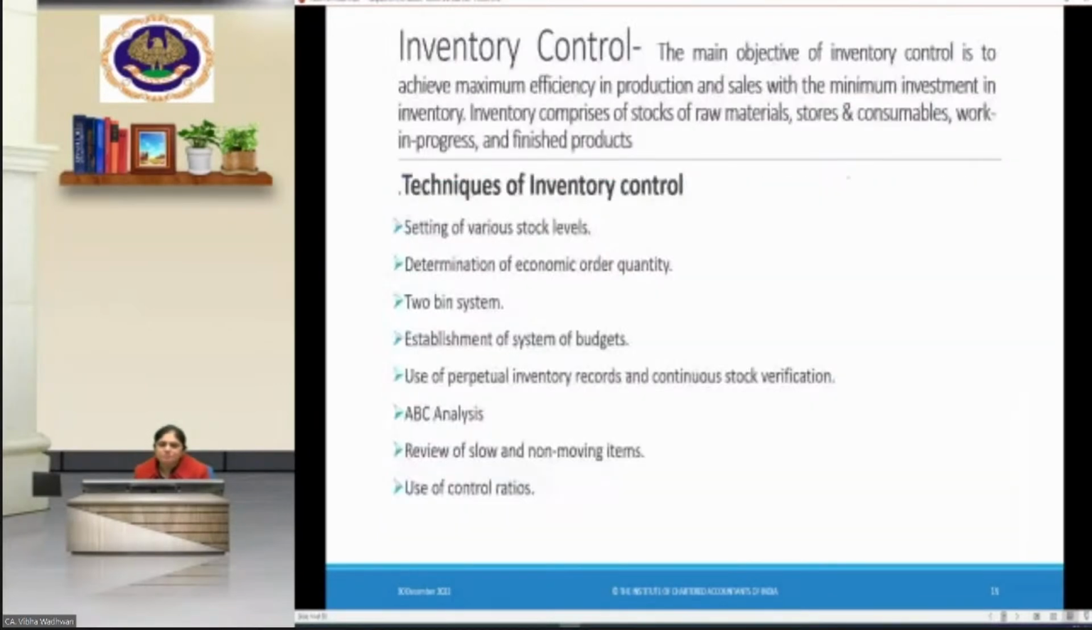Clear? Let's move on to inventory control. Let me see if there are any queries.